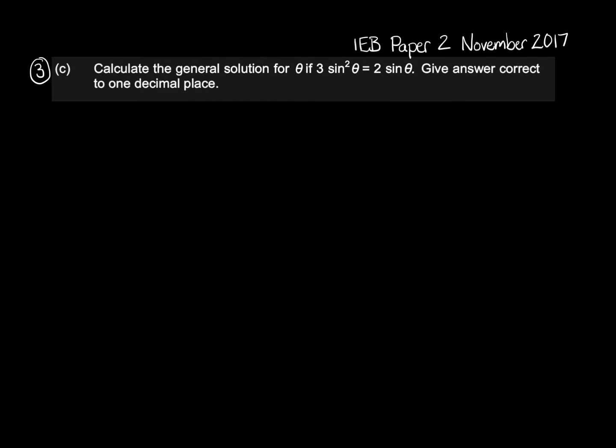So, we are busy looking at trigonometry questions that can be found in paper 2 of November 2017. It is the IEB paper. This question over here, which is 3C, says calculate the general solution for theta, and we've got that information. Give answers correct to one decimal place.